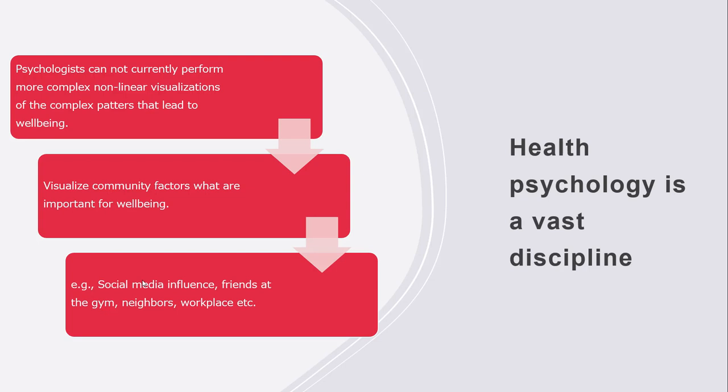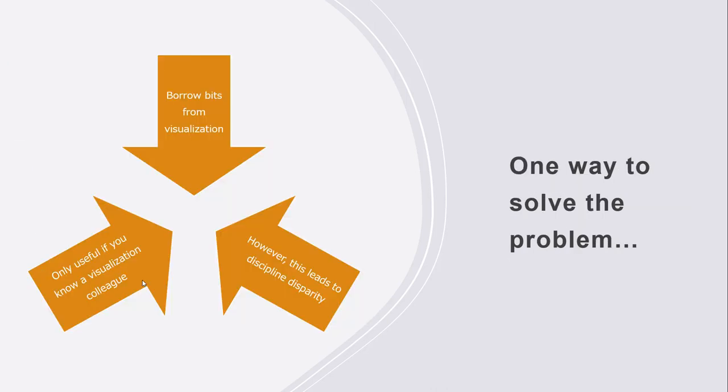Psychologists cannot currently perform more complex nonlinear visualizations or more complex patterns. They can't visualize community factors, and we can't model things like social media, friends, gym, neighbors, workspaces, etc. So we can continue collaborating with visualization if we know someone from the visualization community. However, this leads to a lot of disparity between subject areas. There's not much communication beyond that simple cognitive visualization community, and you also need to know visualization colleagues.